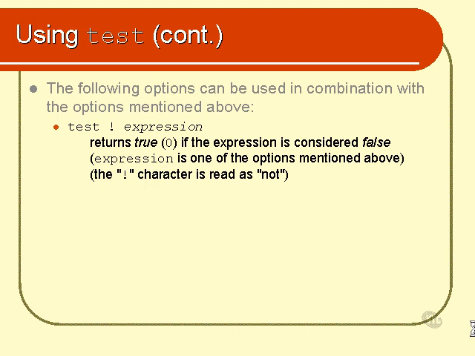test ! expression. Now you read the exclamation mark as the word not, so you can think of this as returning not the expression. So if the expression is false, then test will give you a value of true, and vice versa. And the expression is one of the things that we saw earlier, like is the file writable? Then you could say, well, I'll show you an example.